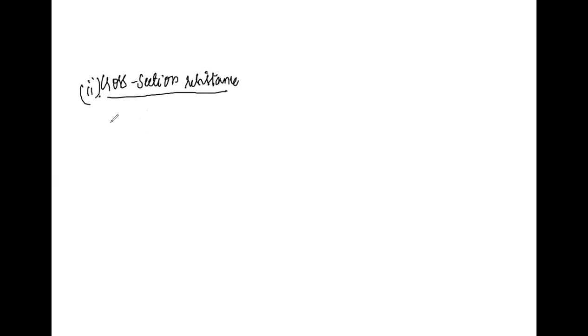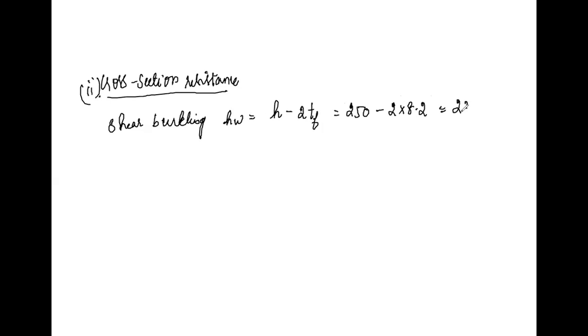In this we have to calculate the value for shear buckling, which is represented by HW, which is equal to H minus 2 times the thickness of flange, which is equal to 250 minus 2 into 8.2, which is equal to 233.6 mm.